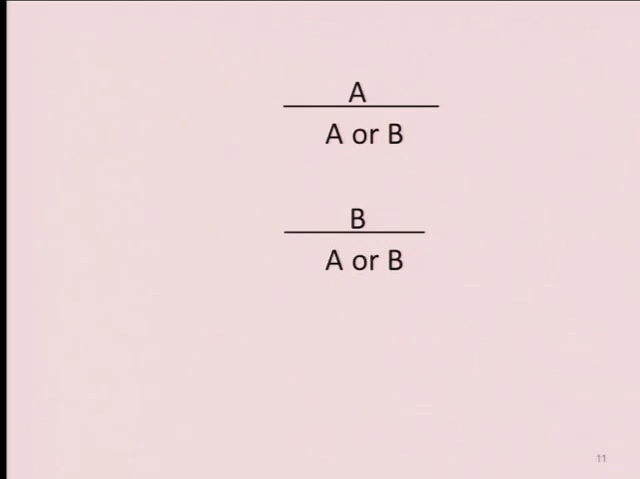How does it go for or? Well, if you get A, you can derive A or B. And if you get B, you can derive A or B. Yeah? That's all right.